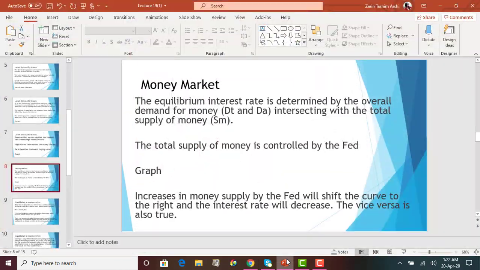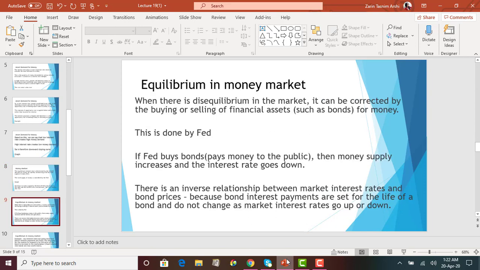Okay, so that's how we find out the equilibrium interest rate in the market for money. One way to solve disequilibrium in the market, let's say we don't have an equilibrium, supply is not equal to demand in the case of money, and that's a disequilibrium. If we have a disequilibrium in the market, it can be corrected. The government or the Fed can correct this problem by buying or selling financial assets.